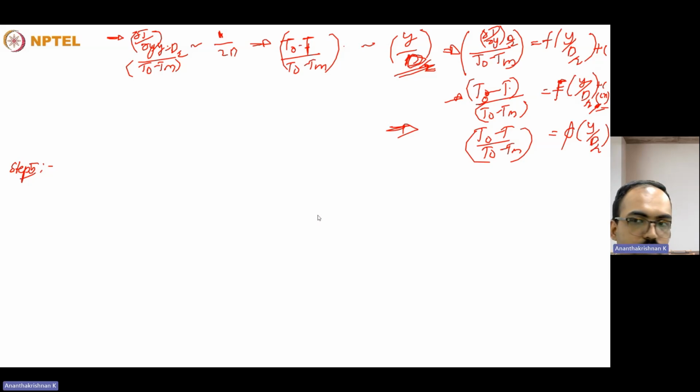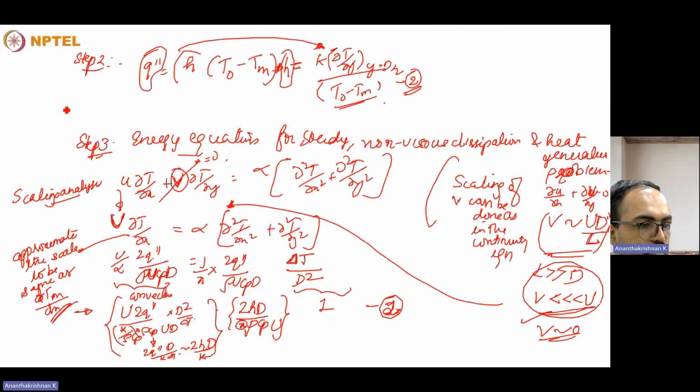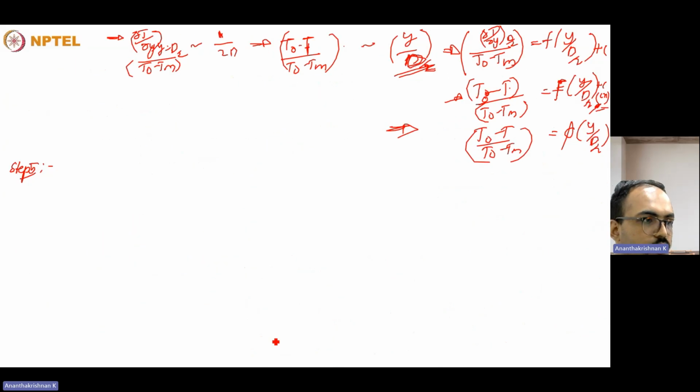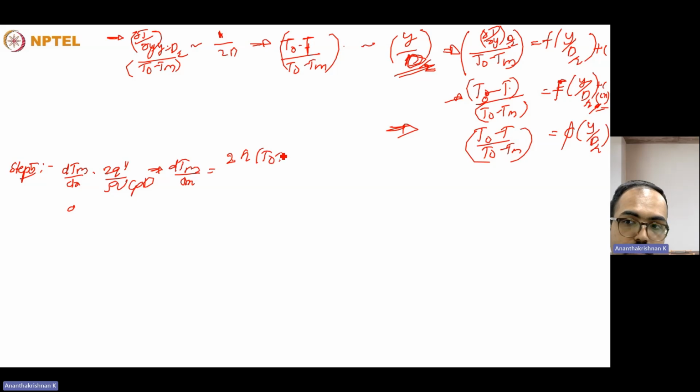So what we do is we have this mean temperature variation dTm by dx. We can write dTm by dx is equal to 2q double dash divided by rho u cp d from the previous equation. We do some manipulation and write it in terms of the heat transfer coefficient h and delta T, so that dTm by dx is equal to h into (T0 minus Tm) divided by rho u cp d. So we have a formula.